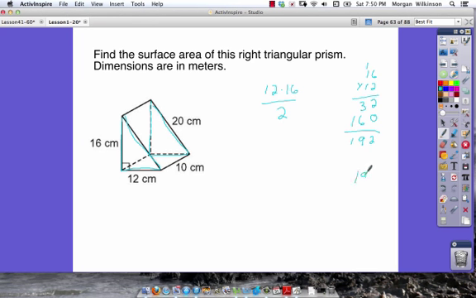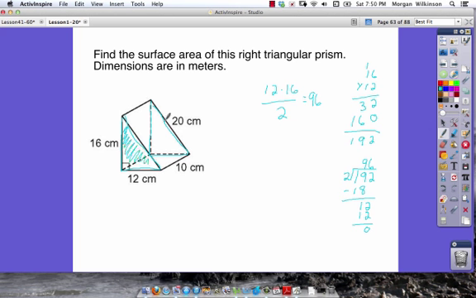If we cut 192 in half, 2 goes into 19 9 times. We've got 18. We're going to subtract. We get 1 left over, and we bring down our 2. 2 goes into 12 6 times. So we have an answer of 96. So this is going to be equal to 96. That's the front face. We've got that one all done now.